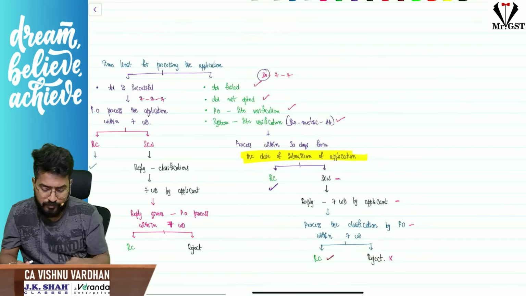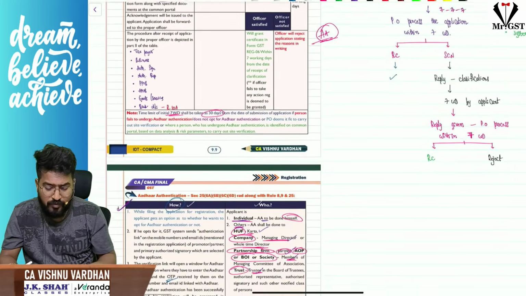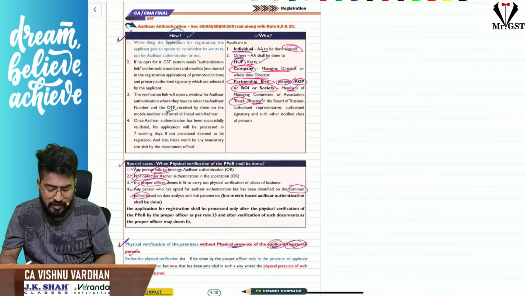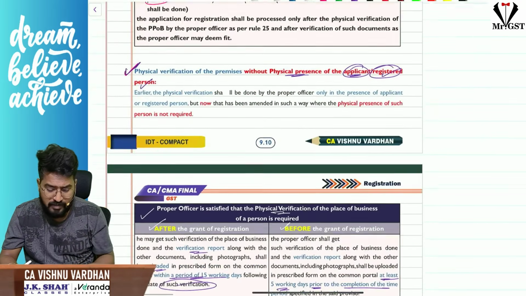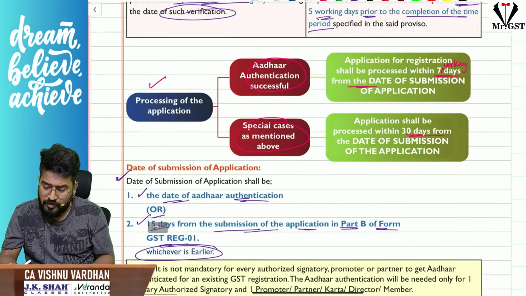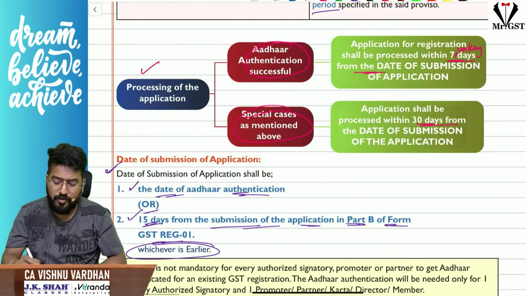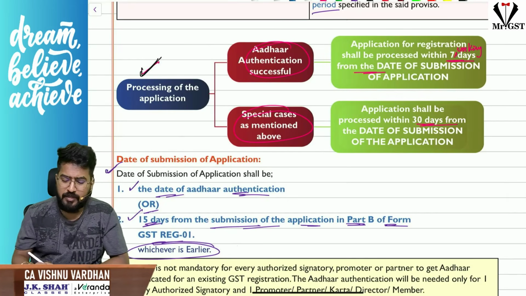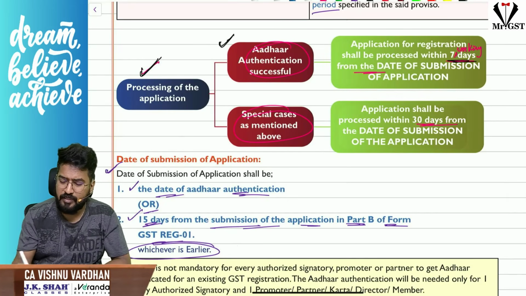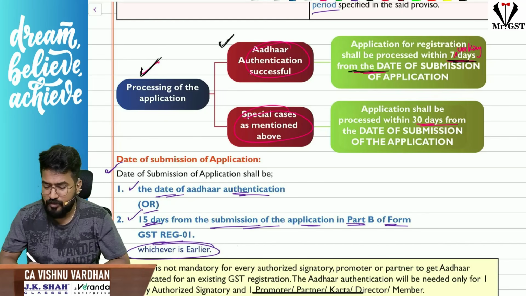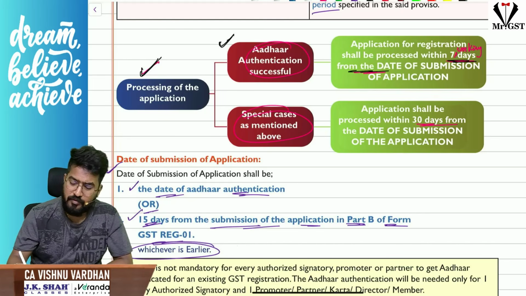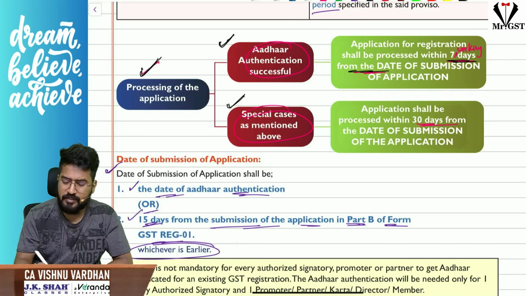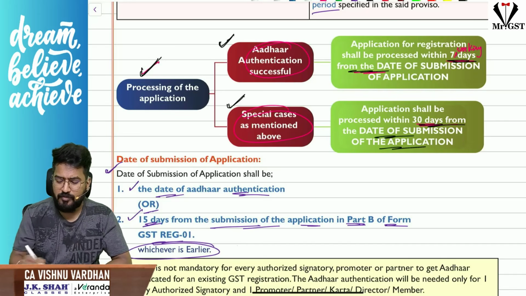Next, as I told, while doing this site verification, that particular registered person or the applicant need not be present physically, right? So as I already told you, sir, what is the time period for processing the application? If Aadhaar authentication is successful, 7 working days from the date of submission of application. In other cases, sir, 30 days from the date of submission of application.